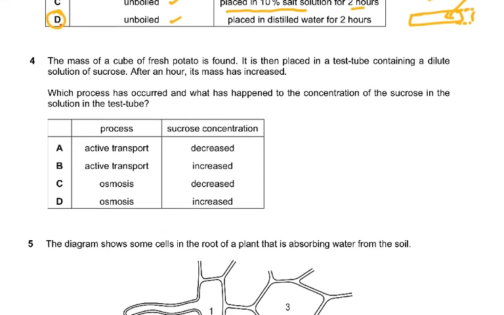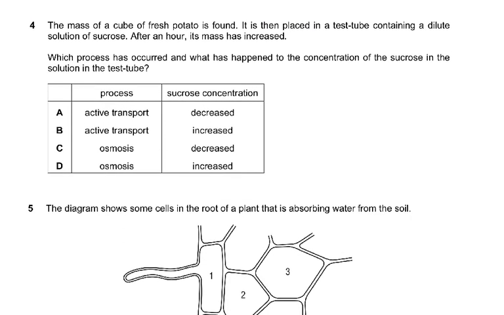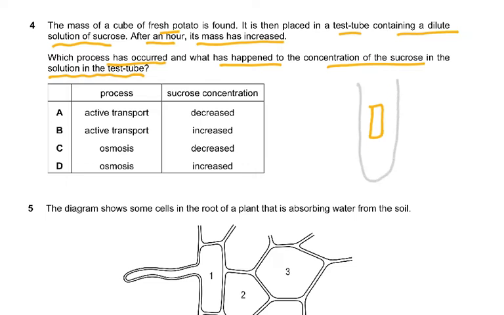Then coming to question number 4. The mass of a cube of fresh potato is found. It is then placed in a test tube containing a dilute solution of sucrose. After an hour, its mass has increased. Which process has occurred, and what has happened to the concentration of the sucrose in the solution in the test tube? So you had fresh potato placed in a test tube containing a dilute solution of sucrose.